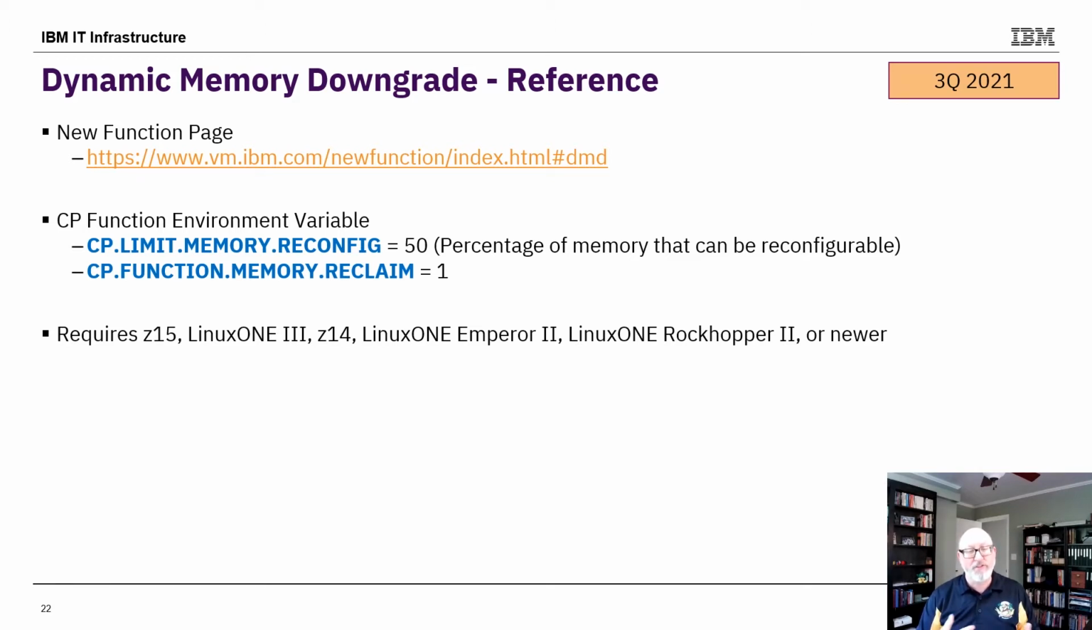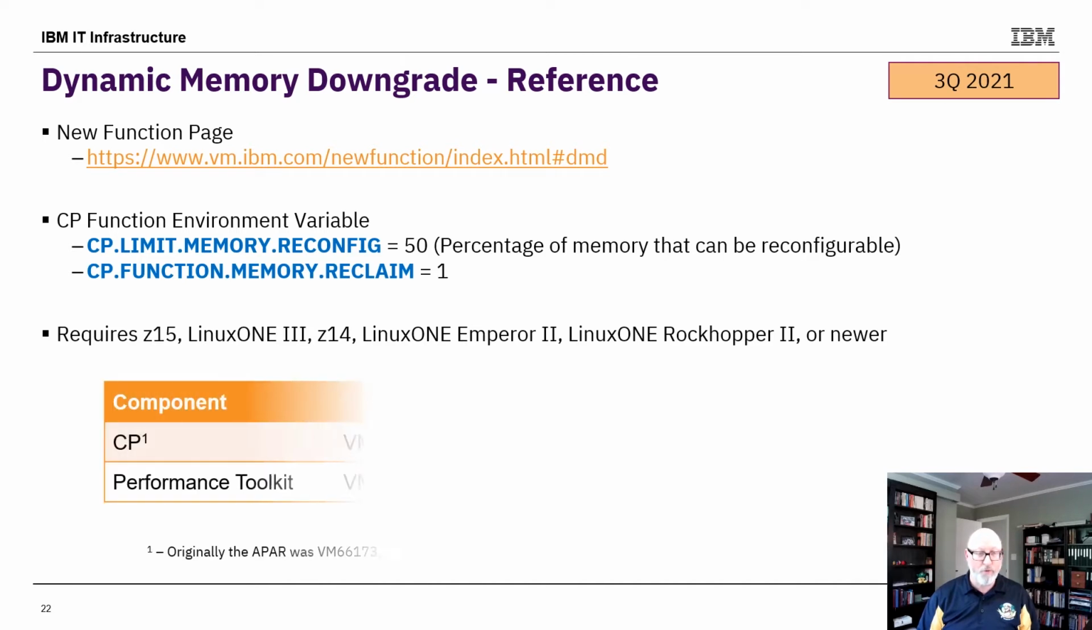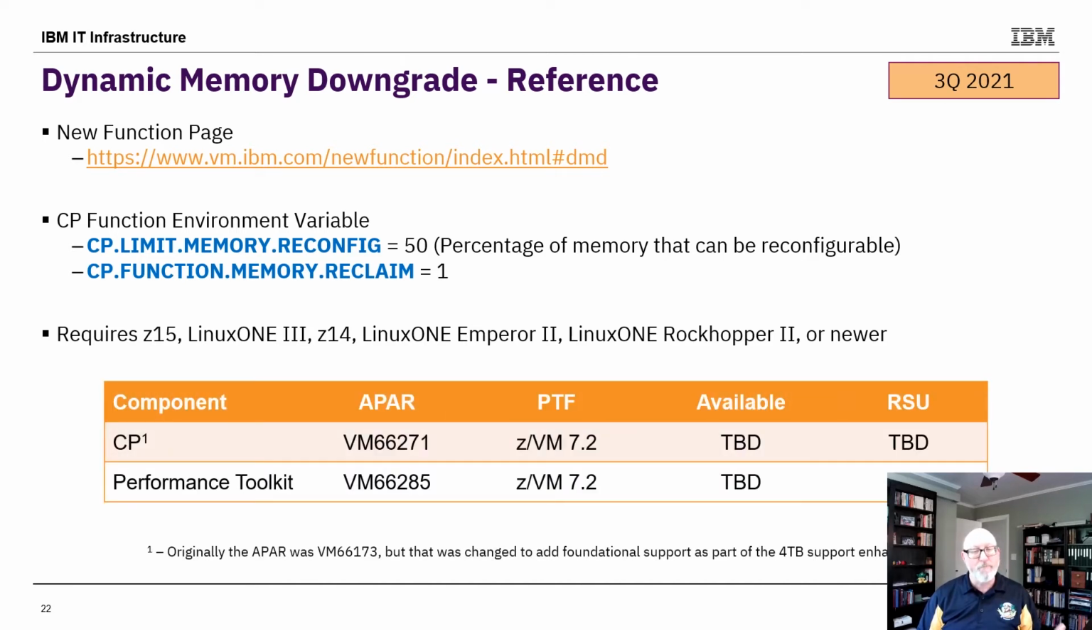And when this does come out, you will want to look for other things that might be required there. There's some other firmware, because we did a lot of things in this space to allow it to work as well as it does, right? So watch that. There's 2 parts to this. There's a CP PTF, right, that you want to get. And then also there's going to be some performance toolkit changes. You're going to want that APAR as well if you're running performance toolkit.